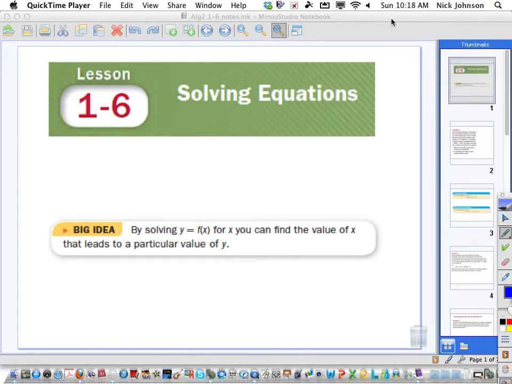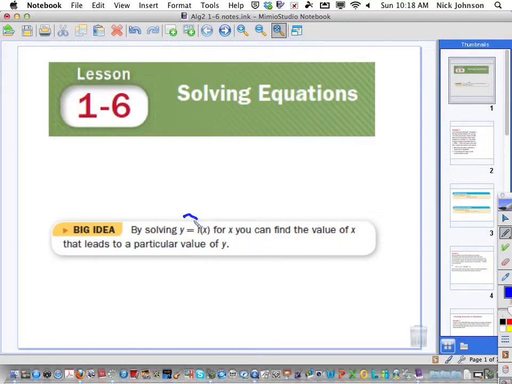Today what we're going to talk about is 1-6 solving equations. By solving y equals f of x for x, you can find values of x that lead you to a particular y value. Remember, y and f of x are the same thing, okay? So don't let that bother you. When you see a function, f of x is the same thing as saying your y value. It's its output. So if they're giving us an output, we're still able to find out what the x value is when they give that to us.